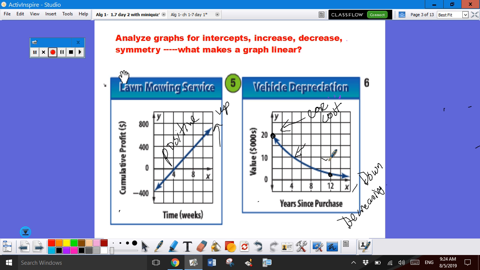This one happens to be called an exponential decay because it's going down. Now, obviously, this one is linear. So linear, we're going to spend the rest of the semester working on once we get through equations, and then second semester, we'll take a look at exponentials when we look at curves.